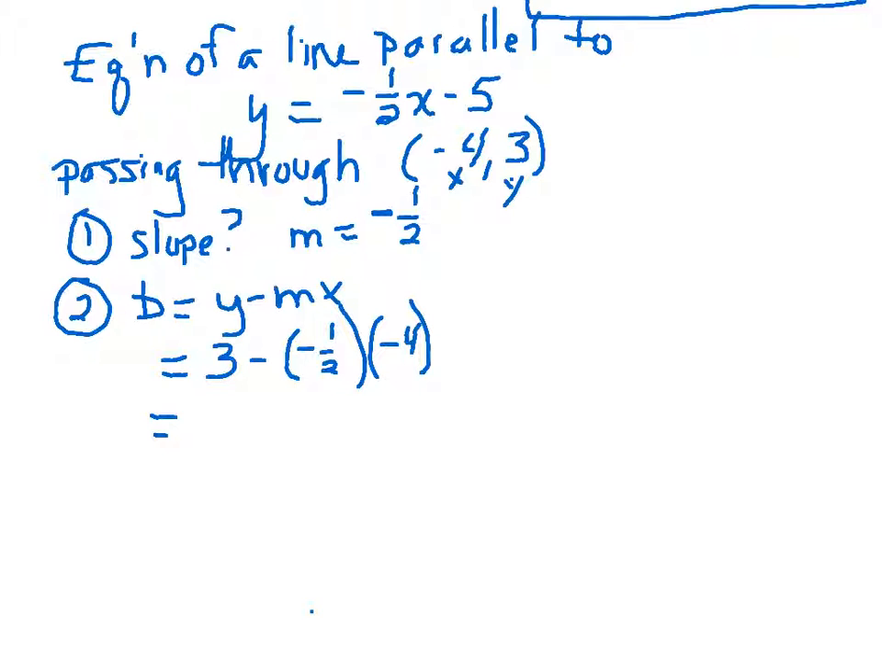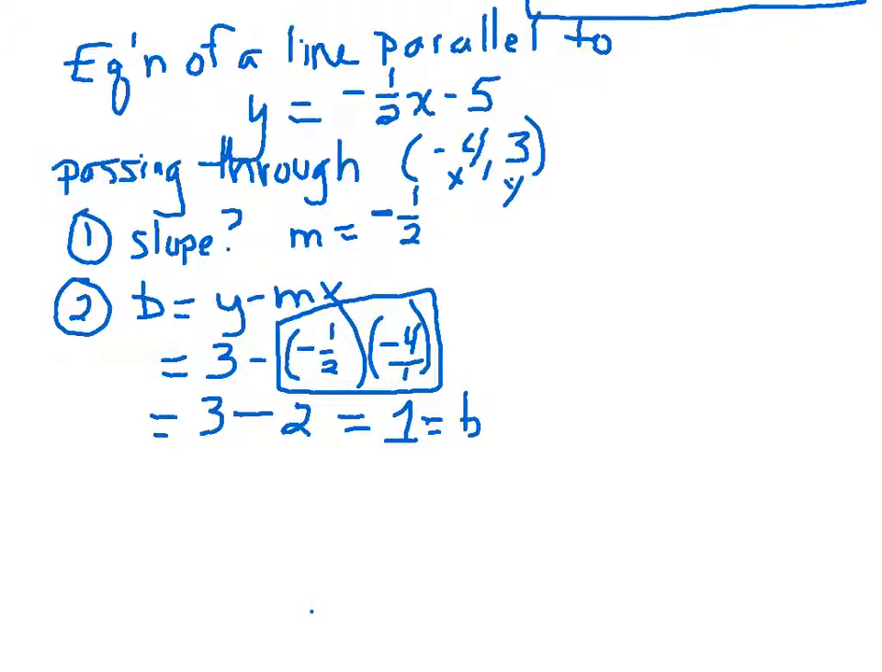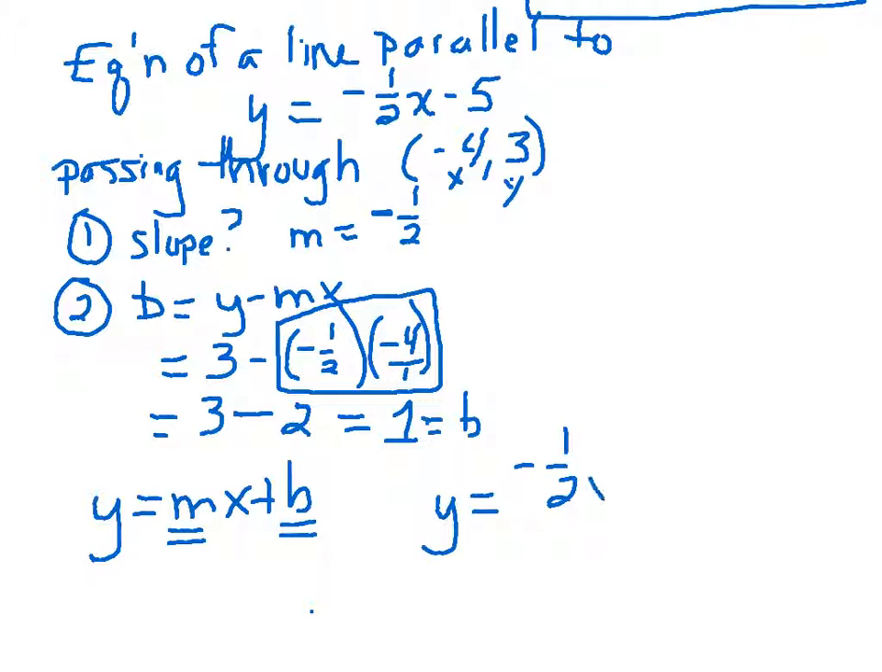We need to do a little bit of PEMDASing here. We're going to have 3 minus, and notice that it's going to be negative times a negative, so it's going to be 3 minus a positive. So we're just going to have to leave that as a subtraction sign. 1/2 times 4 is going to end up being 2. And then finally, 3 minus 2 gives us a b value of 1. Our final step is to put it into the equation, y equals mx plus b. We need a number for the m, we need a number for the b, and we have both of those numbers. So our final equation is going to be y equals negative 1/2 x plus 1. And there you go.